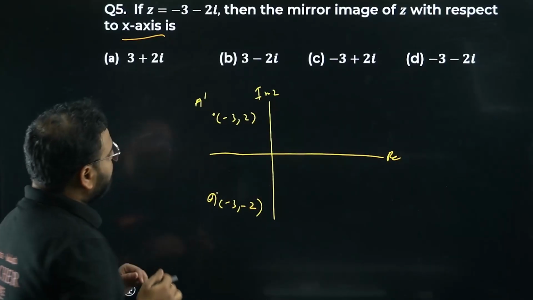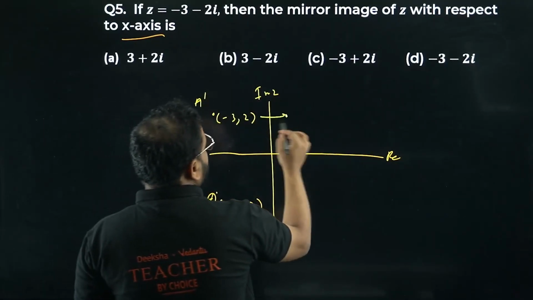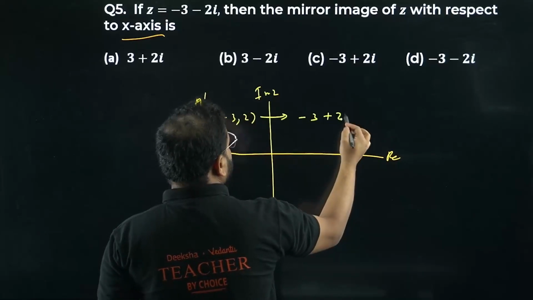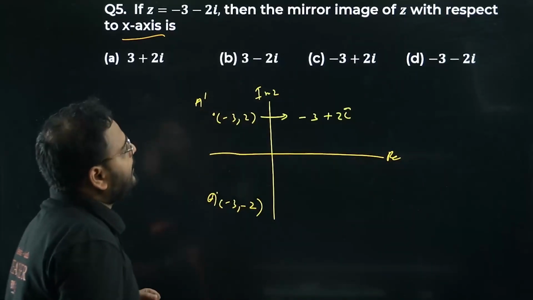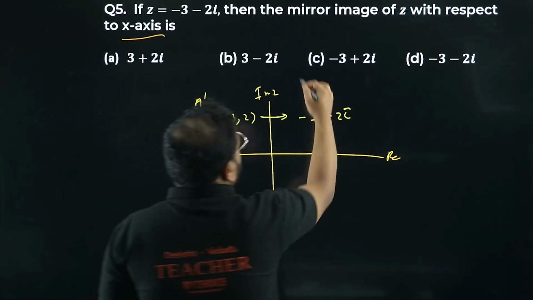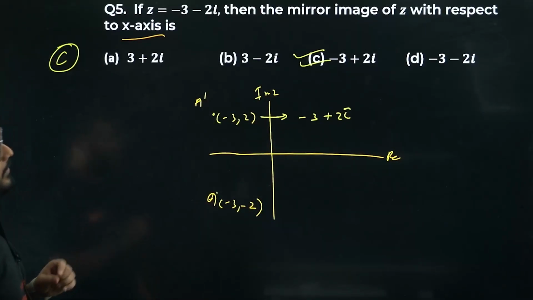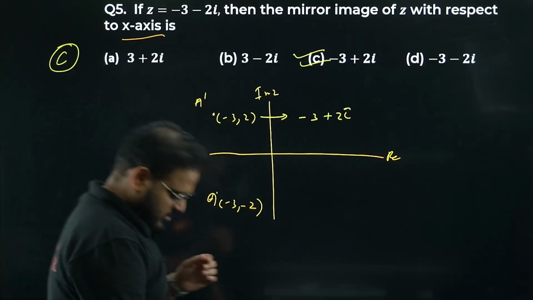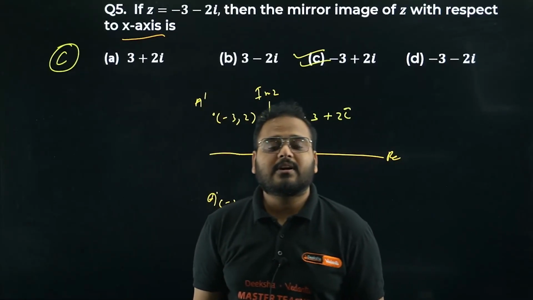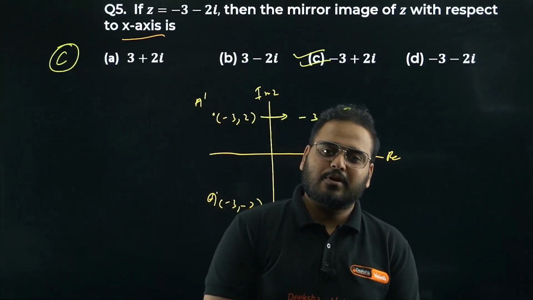So your answer will be minus 3 plus 2i cap. Minus 3 plus 2i cap. The answer is C. Have a look. Done. This is it from this chapter. So we have completed our complex numbers. Let's move on.